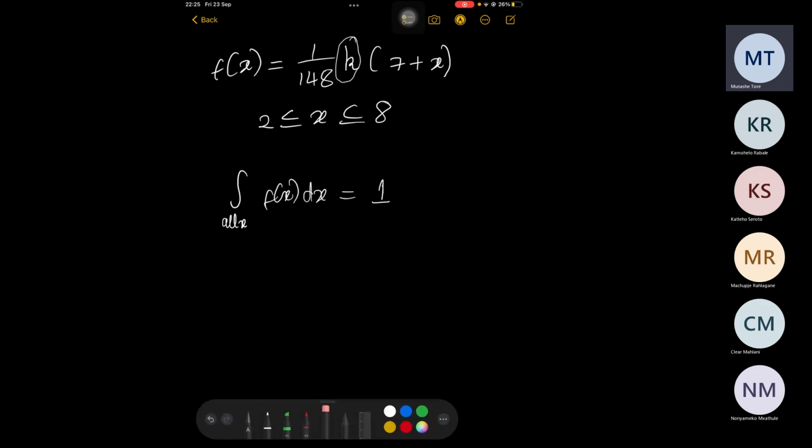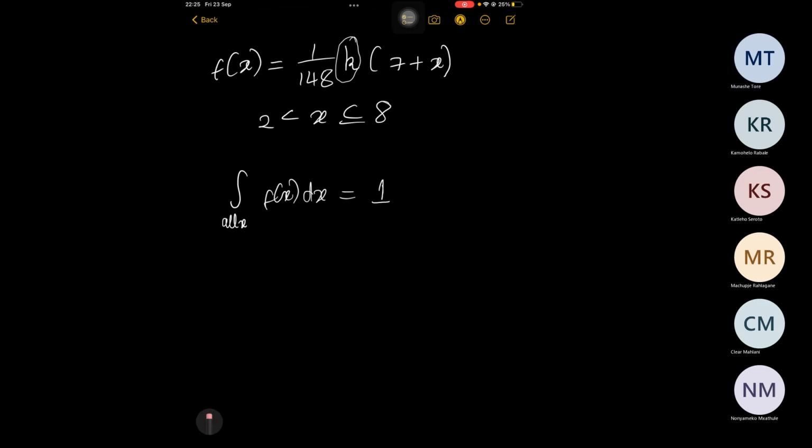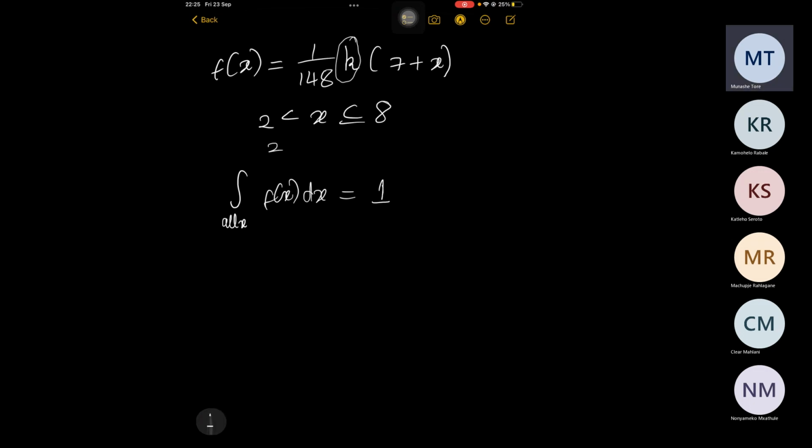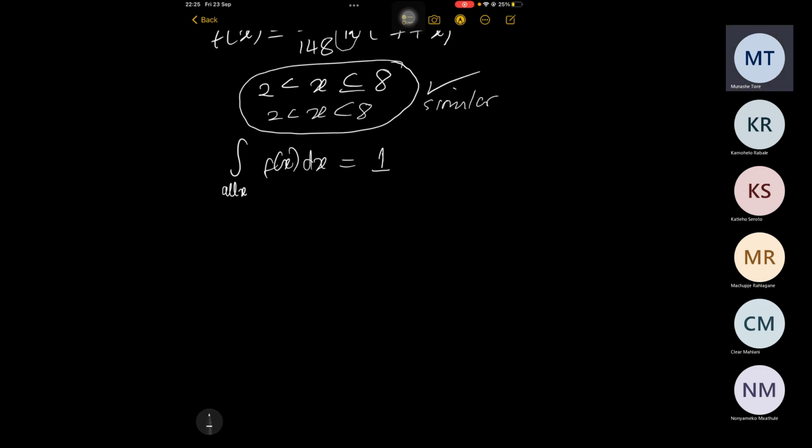And as the other person had asked, if the question is like this, or like this, your intervals don't change. Integration is not that specific, you see. So these two values are just the same, they're similar. So in this case now, it's going to be integration from 2 to 8 of our function, which is 1 over 148k into 7 plus x. It's going to be equal to 1.